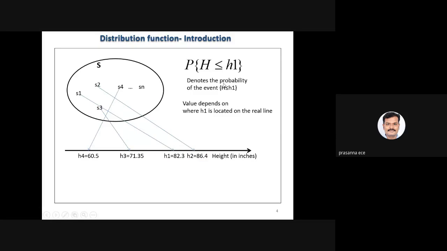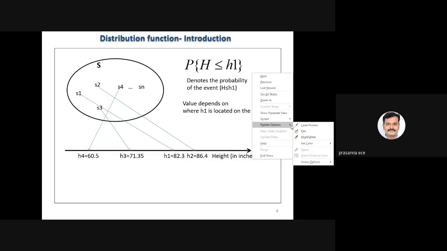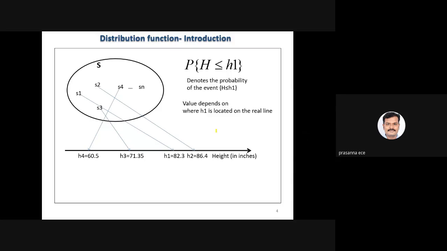Consider this probability, that is, the probability of the random variable H being less than or equal to h1. How can we find that probability? h1 is located here. This denotes the probability of some event. So what is that event? It is the event H less than or equal to h1.